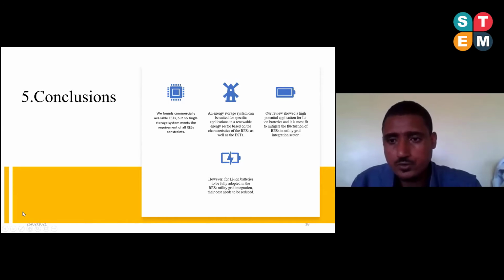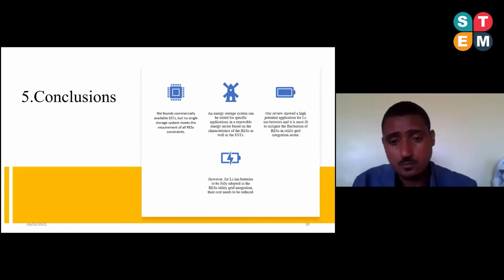So our review shows a high potential application for lithium-ion batteries, and it is the most fit to mitigate the fluctuation issue of renewable energy in the utility grid integration sector. So lithium-ion, based on different characteristics, is fit for renewable energy source grid integration applications, as I discussed on the previous slides. If you compare to others, lithium-ion is best suited for such renewable energy source grid integration applications.